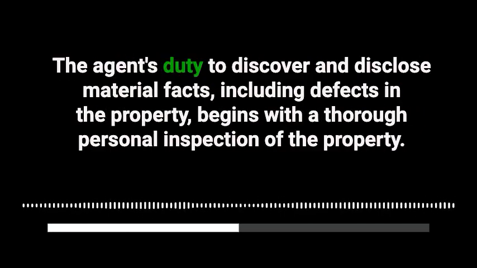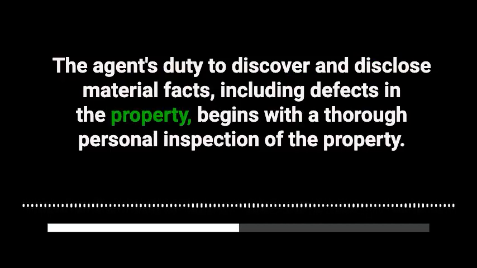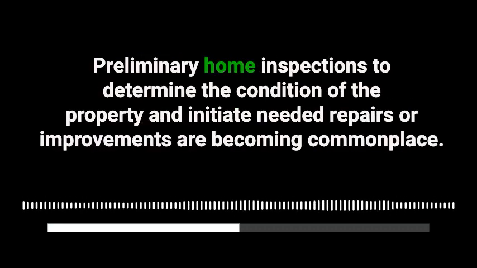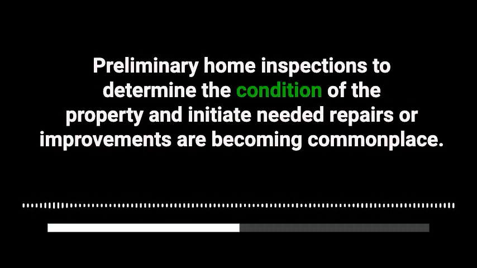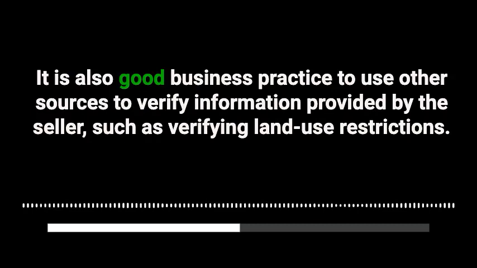The agent's duty to discover and disclose material facts, including defects in the property, begins with a thorough personal inspection of the property. Preliminary home inspections to determine the condition of the property and initiate needed repairs or improvements are becoming commonplace. It is also good business practice to use other sources to verify information provided by the seller, such as verifying land use restrictions.